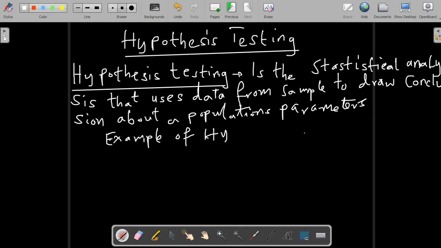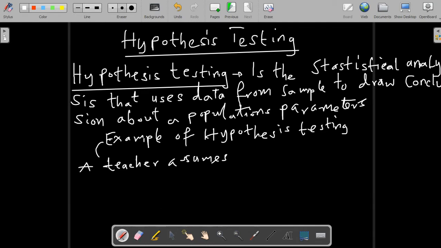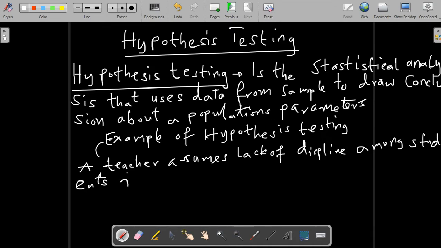For example, of hypothesis testing, a teacher believes that lack of discipline among students leads to mass failures or poor performance in school. This is an example of hypothesis testing whereby a teacher comes up with a logical guess about the failures of his or her students.